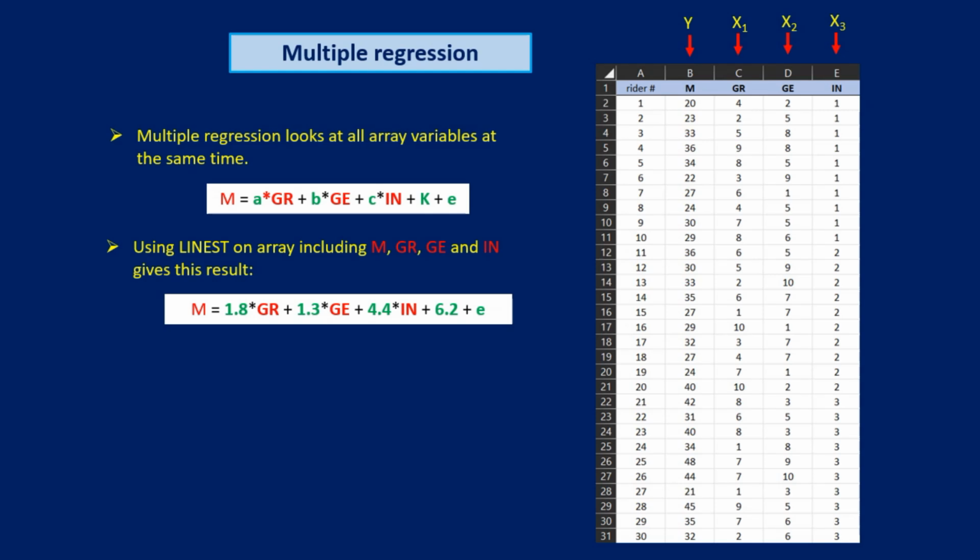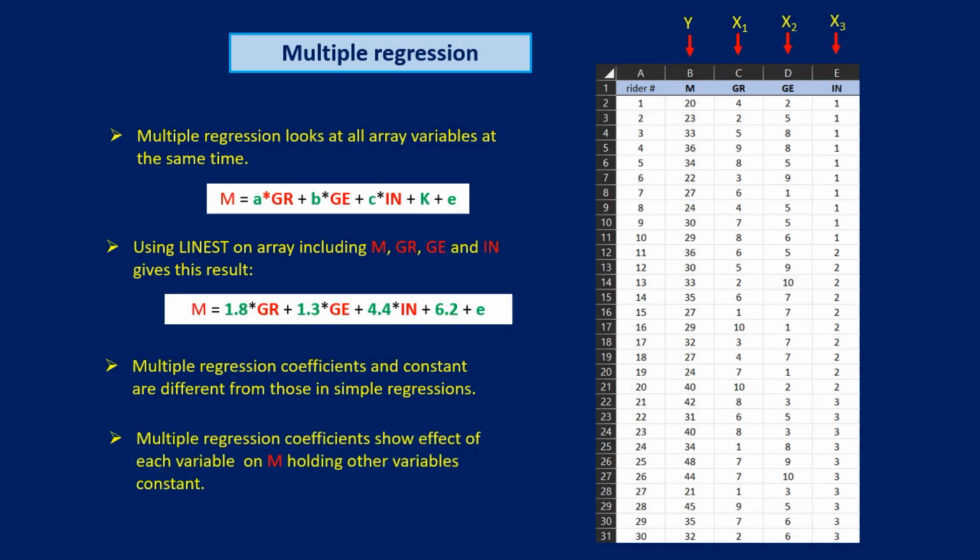Now, the coefficients and the constant in this equation aren't the same as the ones we saw in the simple regression equations. This is because multiple regression estimates coefficients for each of our three explanatory variables while holding the other two constant. This doesn't happen in simple regression, where the effect of unincluded variables creates noise that distorts the equation estimated for the included variable.